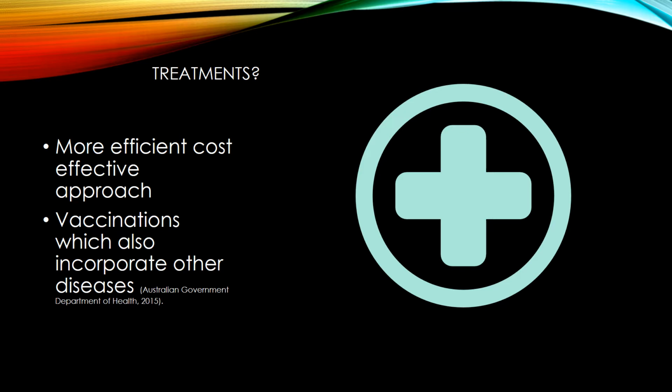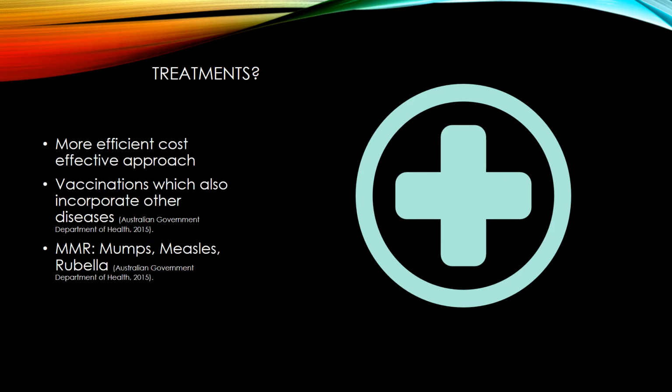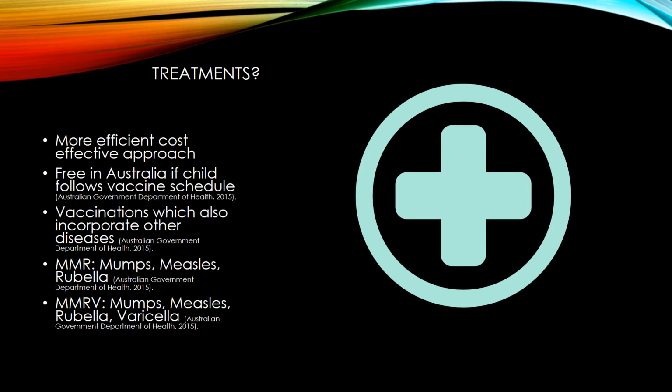Vaccines are more cost-effective than treating the symptoms, as it is free of charge in Australia if the child vaccinated follows the recommended schedule. Some of the vaccines available incorporate the prevention of other disease, since there is no one particular focused on mumps alone. MMR is one such vaccine. It incorporates mumps, measles, and rubella, whereas MMRV incorporates varicella as well.